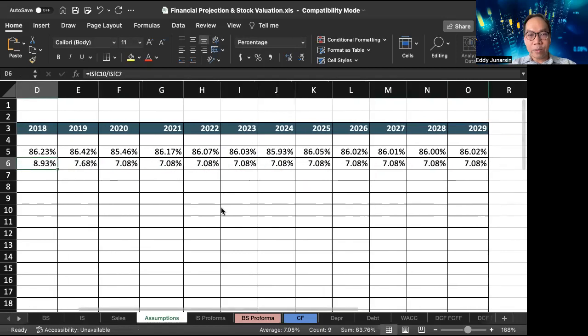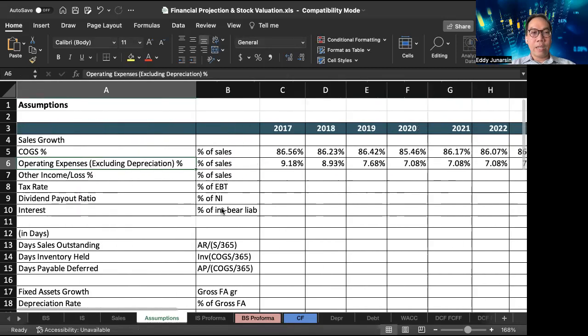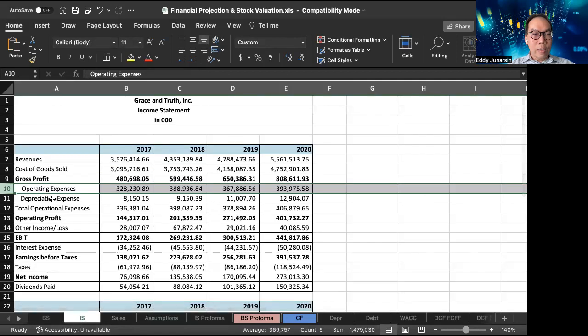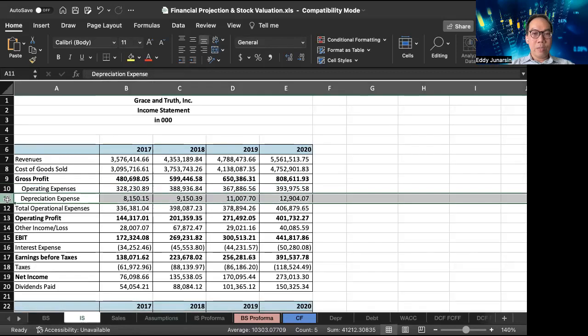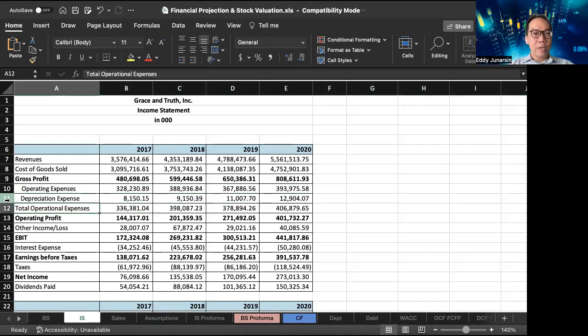So we decide each item. Look at this one again. Depreciation expense, we do it differently. I will show you in a little while. So depreciation expense is determined differently. Let's look at the next one. Total operating expenses is this one.